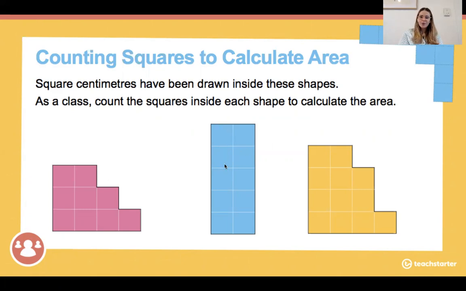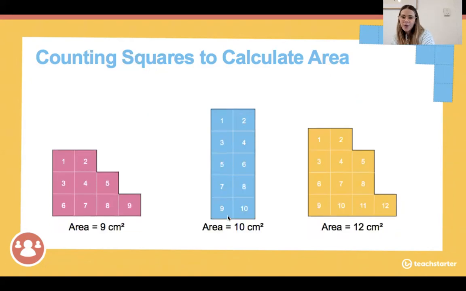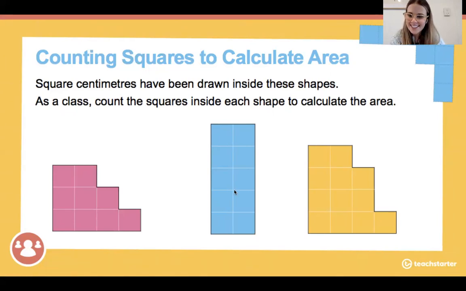Our blue shape, okay, is 1, 2, 3, 4, 5, 6, 7, 8, 9, 10, okay? Ooh. So that is 10 centimeters squared. I want you to have a look at the yellow shape. I want you to count and say out loud how many centimeters squared the area is of the yellow shape. And then I'm going to reveal the answers for you on the next slide.